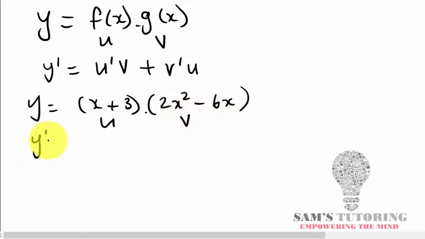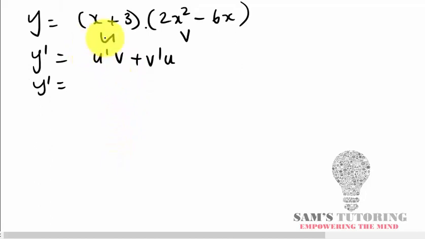What's the formula? First write that down. u dash v plus v dash u. A good way to remember it is u before v in the alphabet. So differentiate u first, then leave v, differentiate v of course, leave u. Okay, y dash equals. What's the derivative of x plus 3? Obviously that is 1 times v.